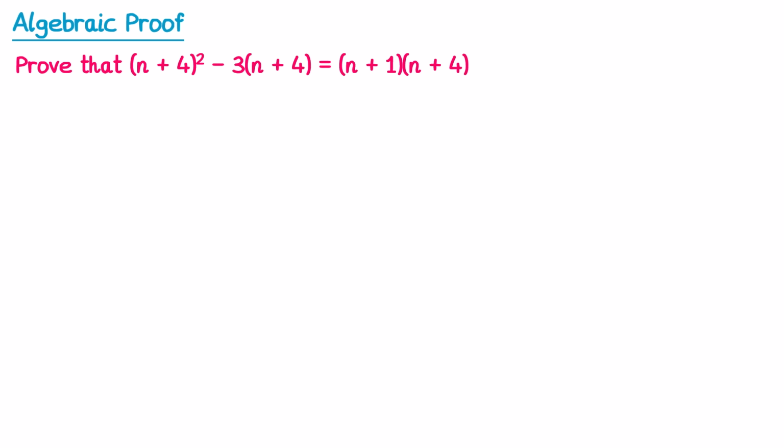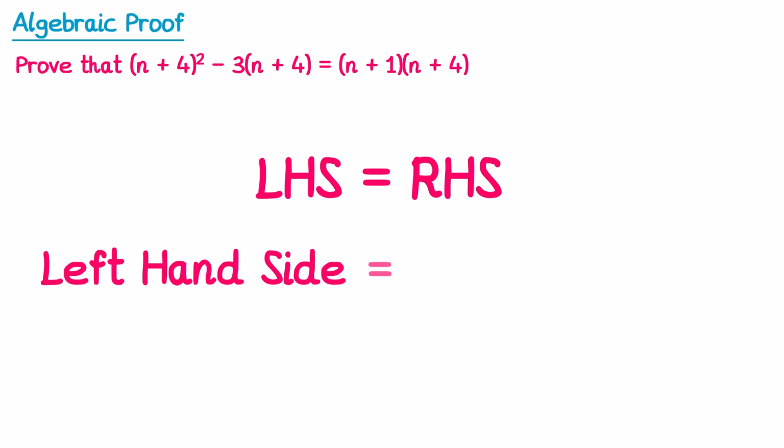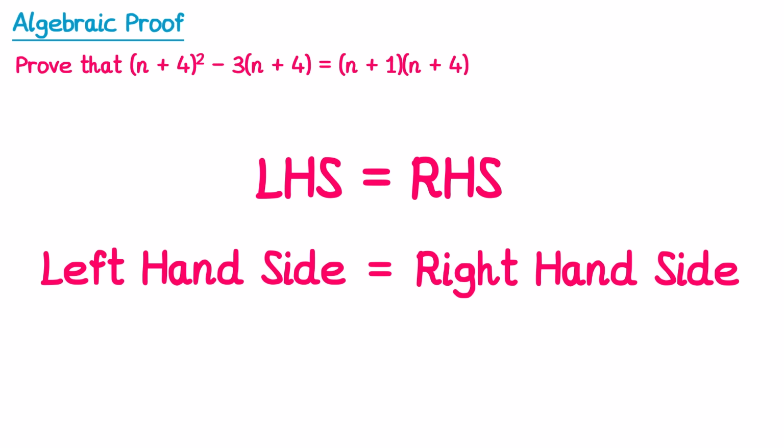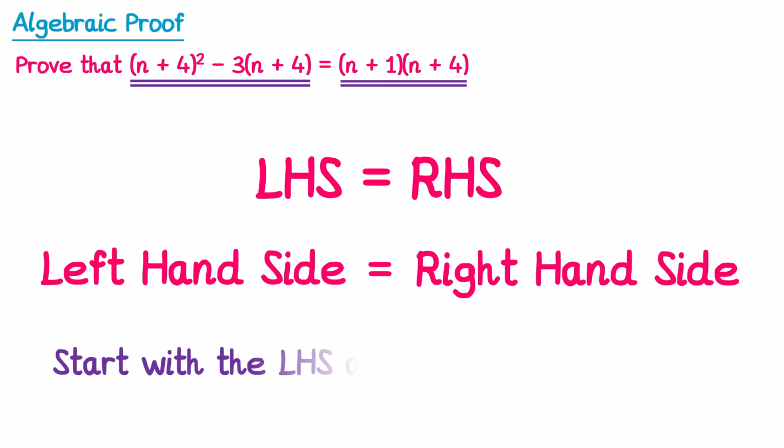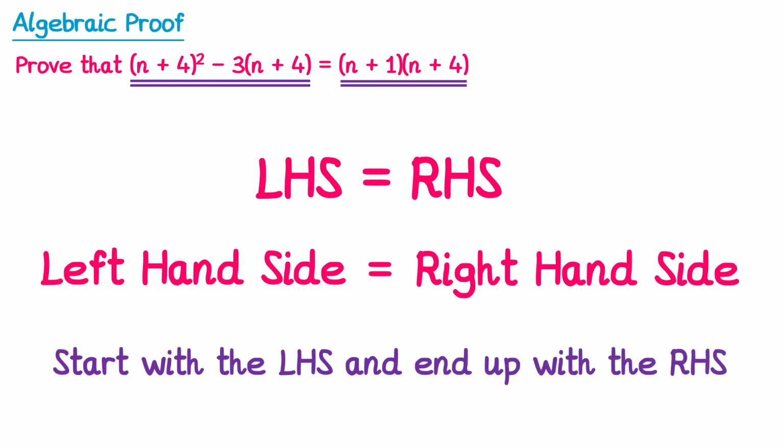I like to call this type of proof an LHS equals RHS proof, or left-hand side equals right-hand side. That's because in this proof we've got something on the left-hand side, and we need to show it's equal to something else on the right-hand side. When we answer a question like this, we're going to start with the left-hand side, and then we're going to end up with the right-hand side, by doing some algebraic manipulation along the way. So let's do this as our first example.